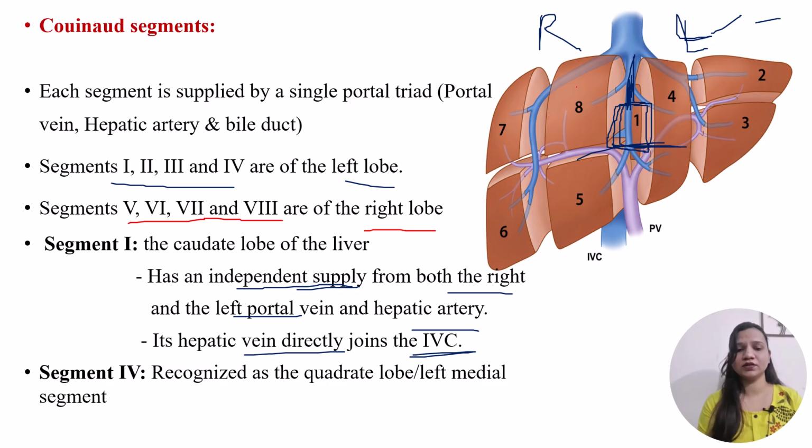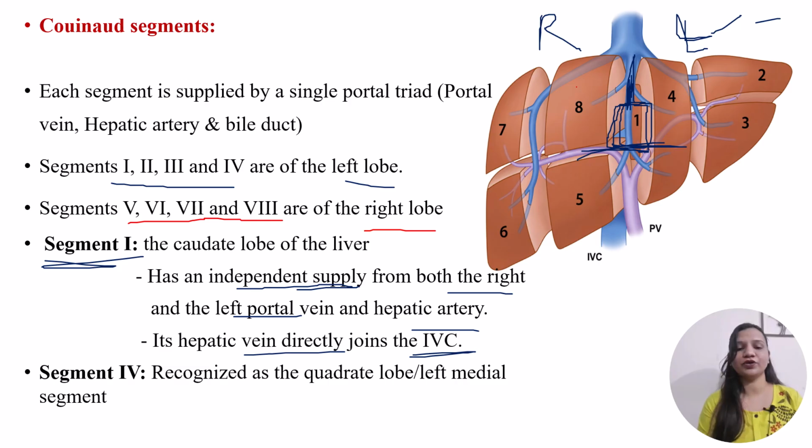So these are the points that you have to keep in mind regarding segment 1. The second name for segment 1 is the caudate lobe, which is present on the posterior surface. It has an independent supply as it gets blood supply from both right and left branches, and its hepatic vein drains directly into the inferior vena cava.